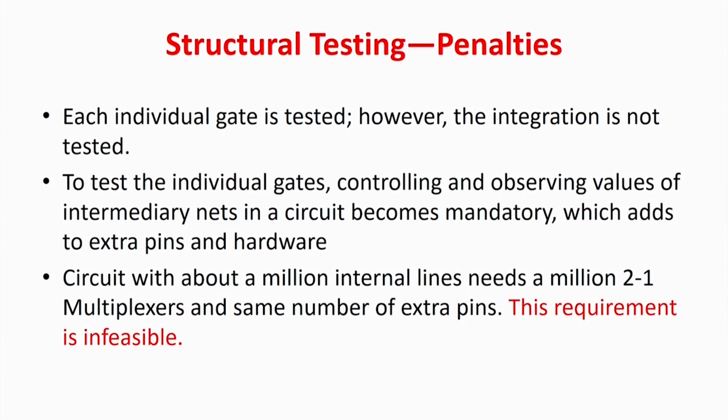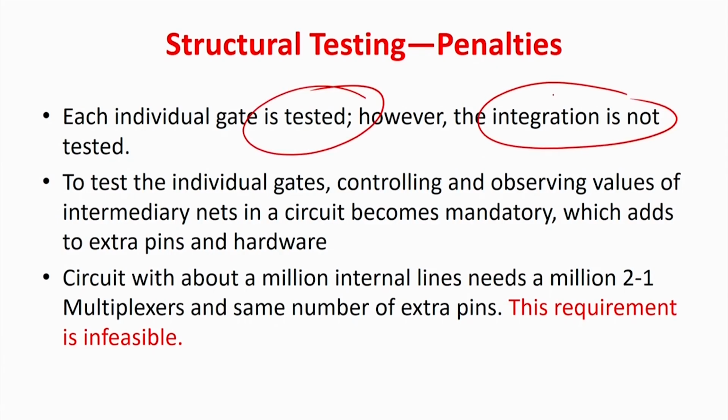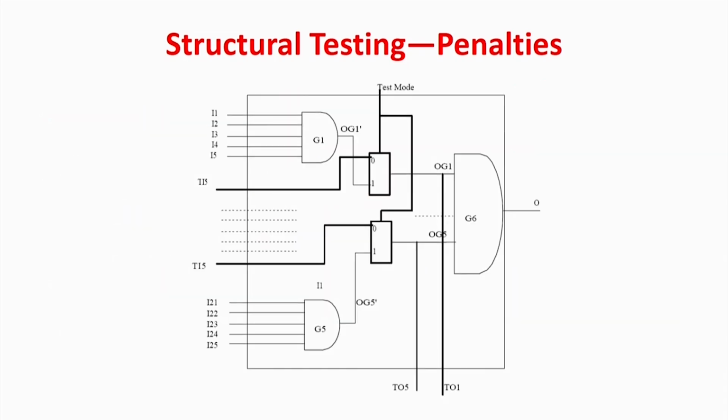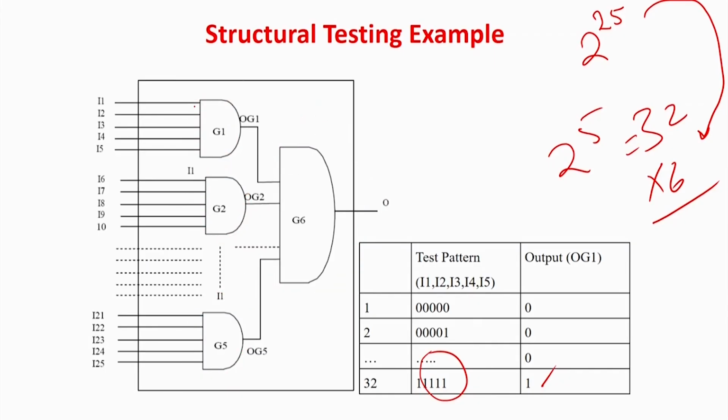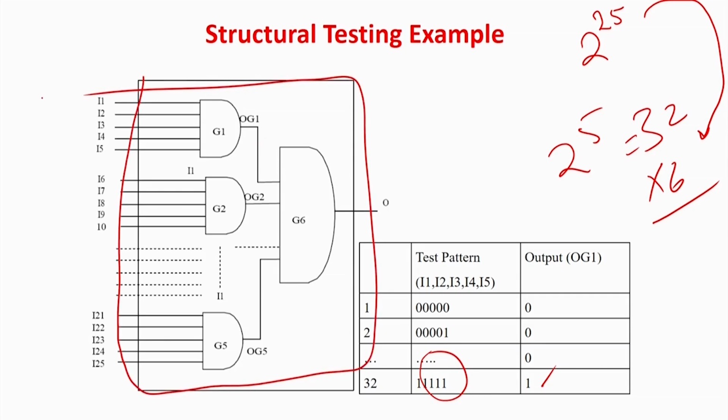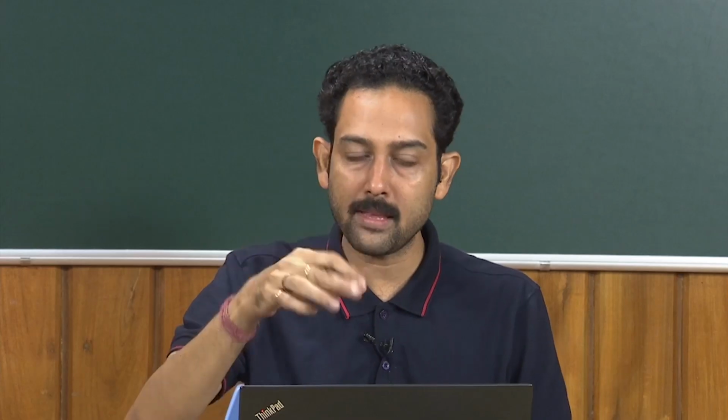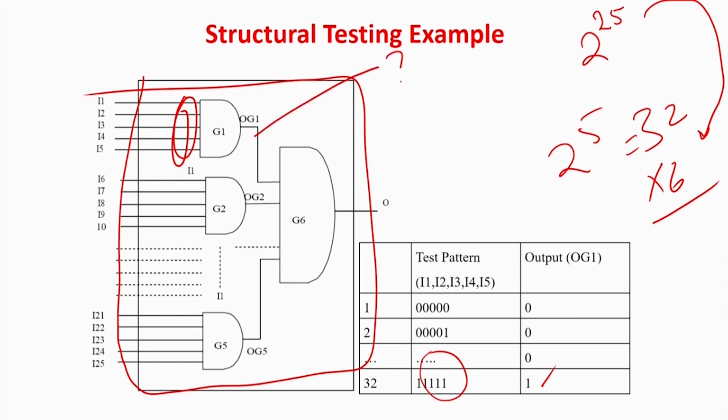Now what are the penalties? Each individual gate is tested, but integration is not tested. Another very important thing, which I will show you in a figure and it will be clear, is this. Of course you are going to test these circuits, but this is a chip, this is a black box. You have seen that in all the VLSI chips there is a plastic cover and after that there are some pins which are coming out. But if I am applying the inputs at this, I need to see what is the output of this pin.